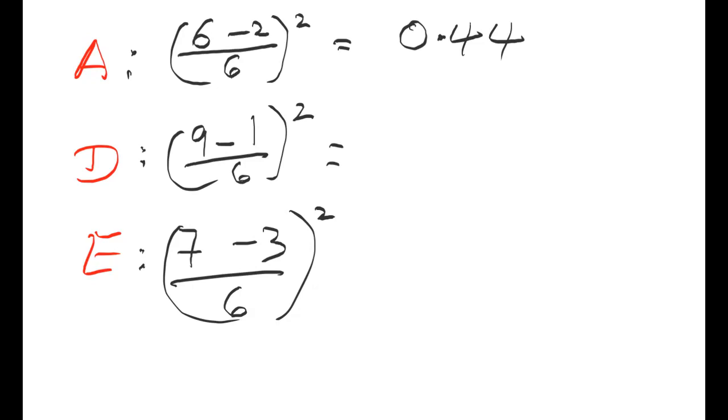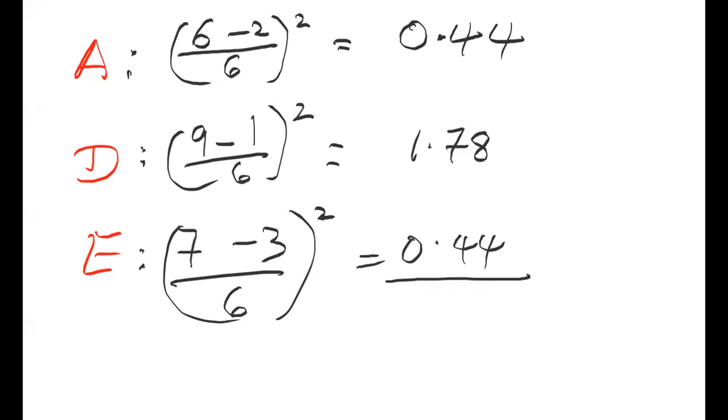So for the next one, for D, it's 9 minus 1, that's equal to 8. 8 divided by 6, that's equal to 1.333, all right? Take the square root of that. I get 1.777, again 1.78 to 2 decimal places, right? And then for the next one, it's 7 minus 3 equals 4 divided by 6. I take the square root of that and I get 0.44 again, right? 0.44. So I found the variance for each of the activities on the critical path that you're asked.